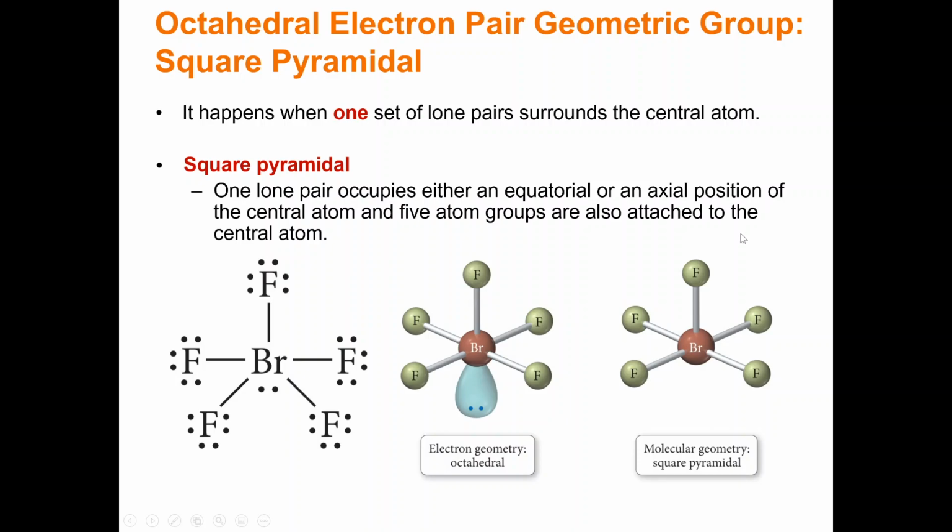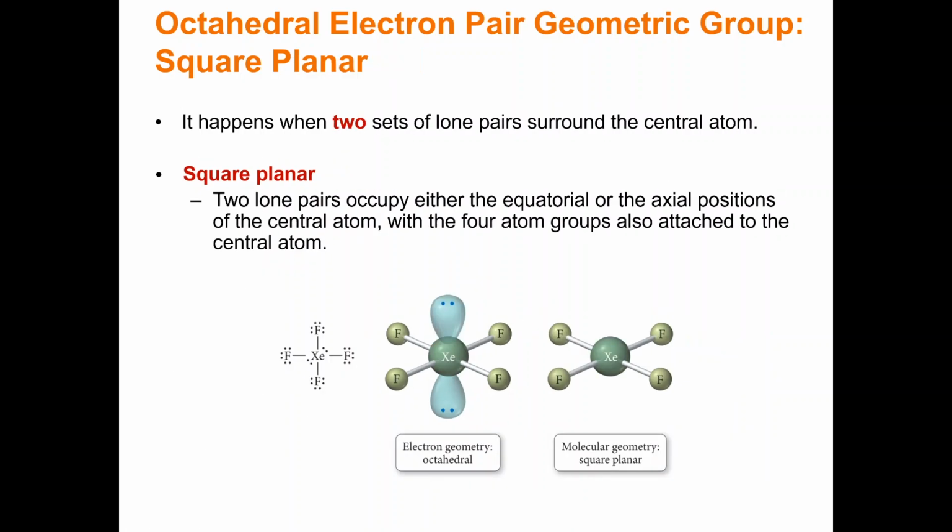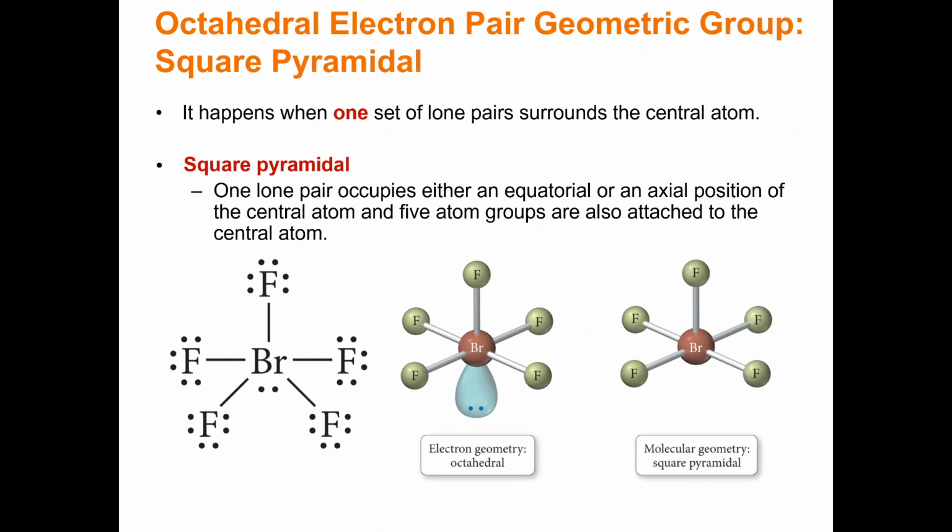I'm sorry, I said that backwards. I had to think for a second. Always go in the axial position, not into the equatorial position. So if you remove 1, you end up with this, square pyramidal. So it's square, and then you have a pyramid shape. Square pyramidal, that's if you remove 1 lone pair.